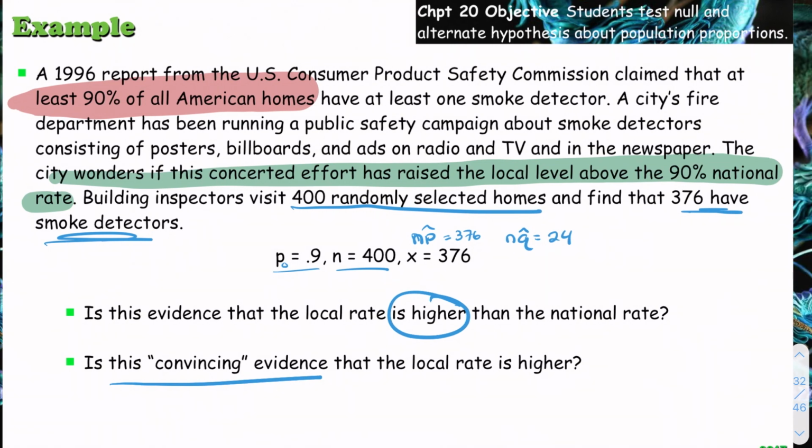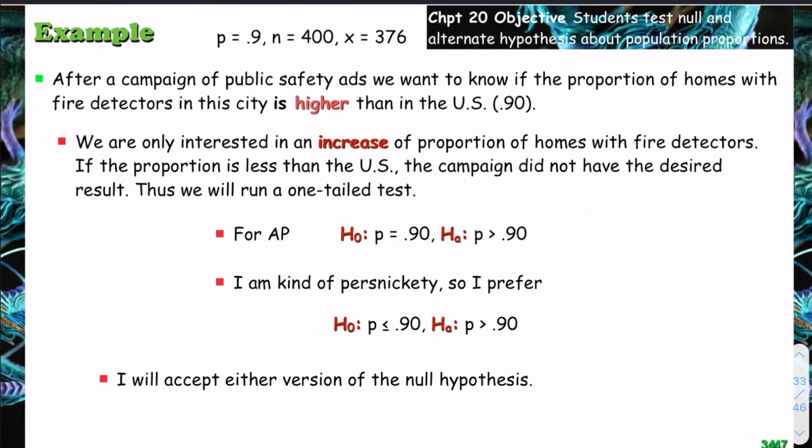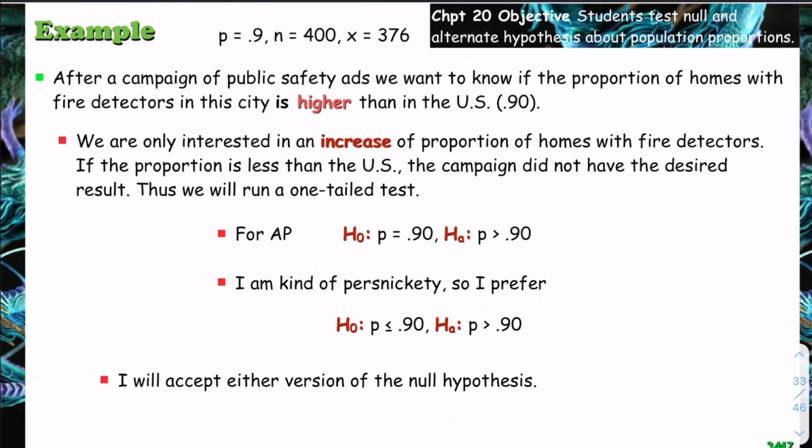So what's the first thing that we need to do? Well, we're only interested in the increase of proportions of homes with fire detectors. If the proportion is less than the US, the campaign did not have the desired result. Thus, we will run a one-tailed test.